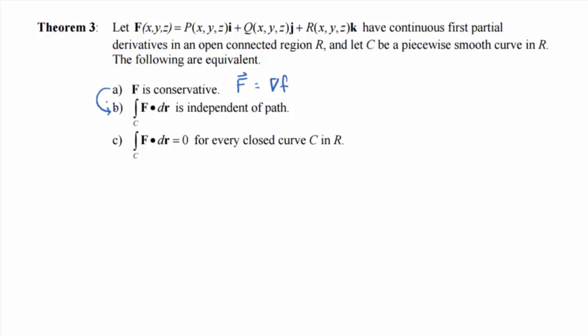So going from a to b, that's just the fundamental theorem of line integrals. You already know that. But we're also saying you can go from b to a, and that's harder to prove. We won't try to prove that today. So saying that they're equivalent means you can go from a to b or b to a. In other words, if the integral is independent of path, then F is conservative. But there's another result that doesn't seem to relate that's equivalent to the other two. If you can say that the line integral is equal to 0 for every closed curve C in R, then the vector field F is conservative and it's independent of path. So C is equivalent to both A and B.